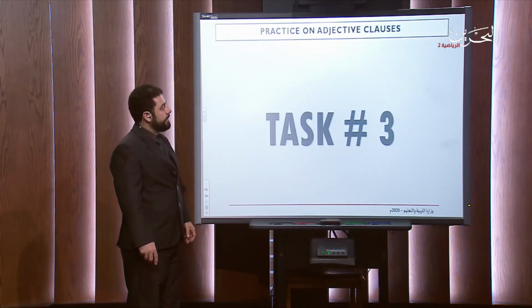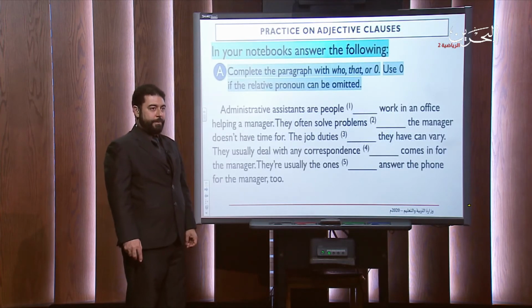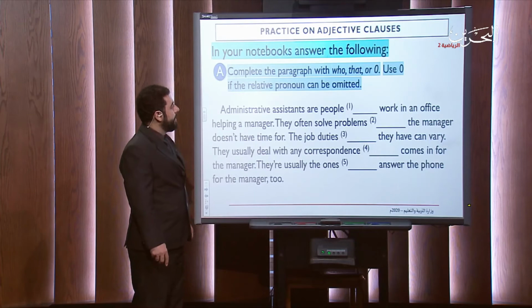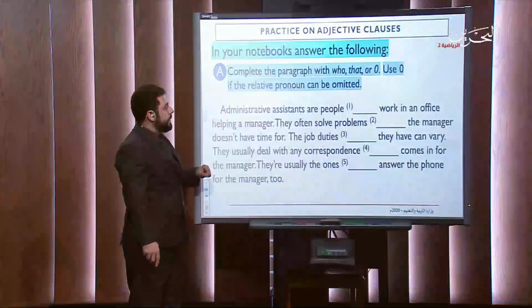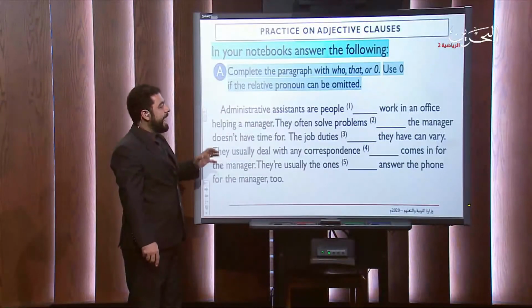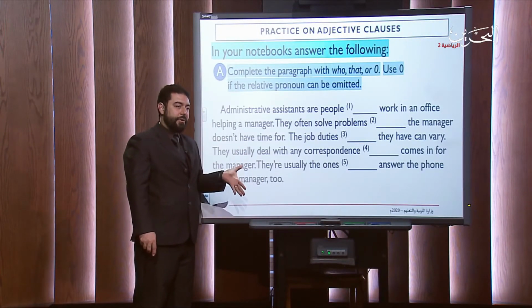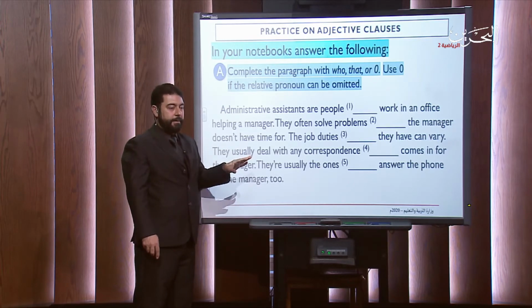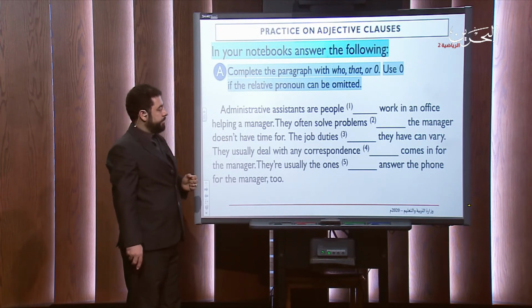Task number 3. This time it's practice on adjective clauses. In your notebooks, answer the following. A. Complete the paragraph with who, that, or nothing. This 0, if you can see it here, means nothing. You do not add anything. You just leave it there. Use 0 if the relative pronoun can be omitted. So if there is a choice between adding a relative pronoun or not, just leave it there. Okay. I'm going to read it to you, and let's do it.